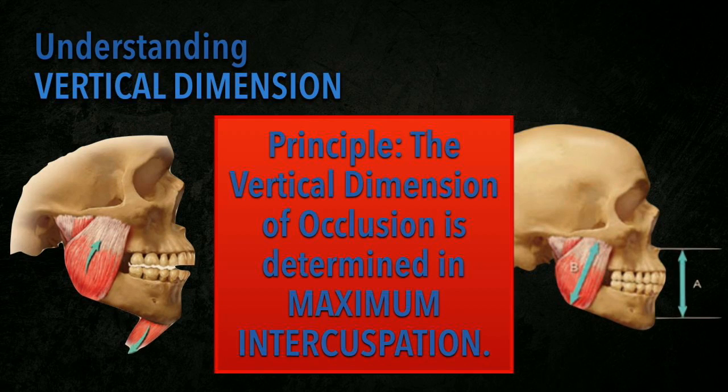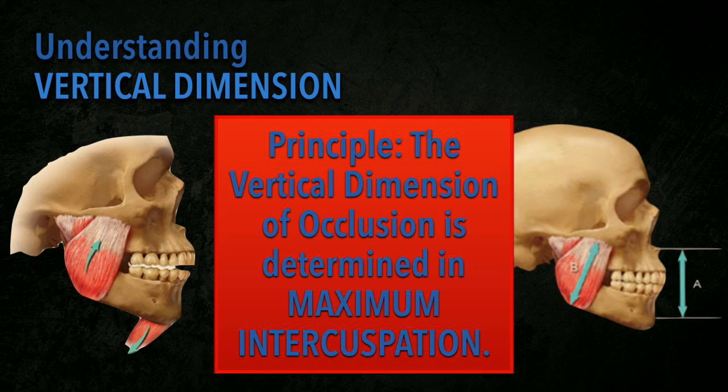Our first principle in understanding vertical dimension is that vertical dimension of occlusion is determined in the patient's maximum intercuspation.